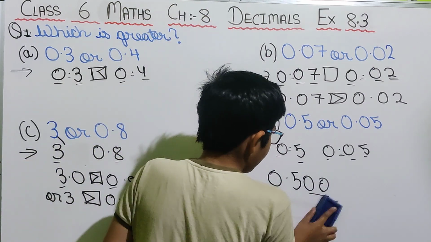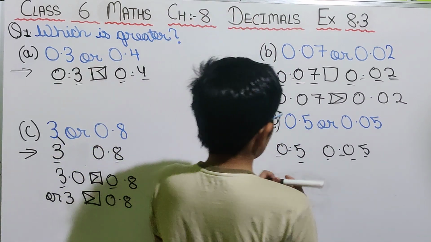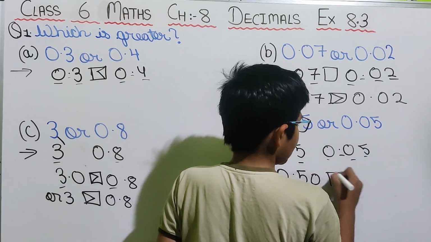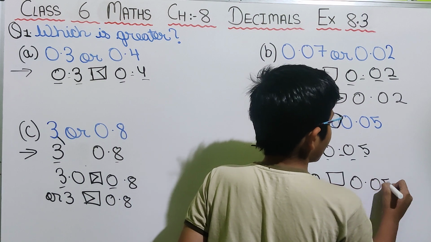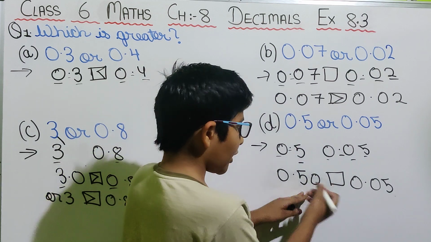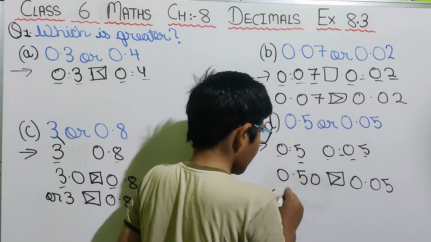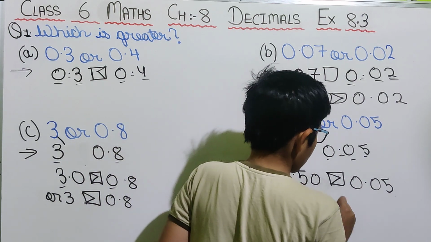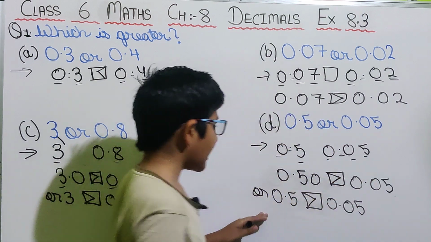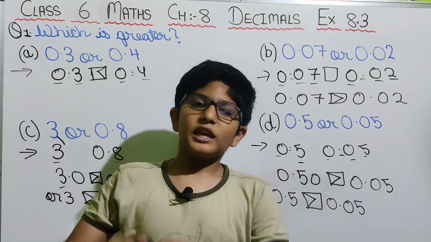So now let's compare it. 0.5, here we will put 0, and here 0.05. Now here 0, both numbers are the same. After the point, 5 here, 0 here. So this number is taken. We can write 0.5 is greater than 0.05. 0.5 is bigger. We can write like this also. So now let's move to the E part.